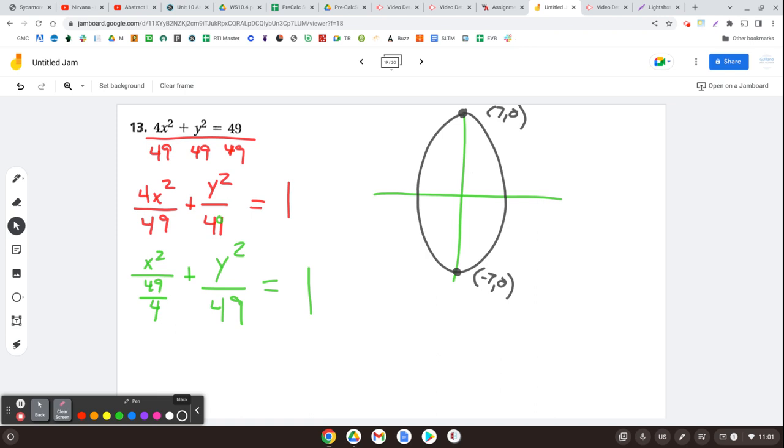Square root of 49 over 4 is 7/2. So this is, oh shoot, I did it wrong already. What did I do wrong? Do you spot it? Those are in the wrong order. Oh, yeah. 0, 7, 0, -7. 7/2, 0, -7/2, 0.